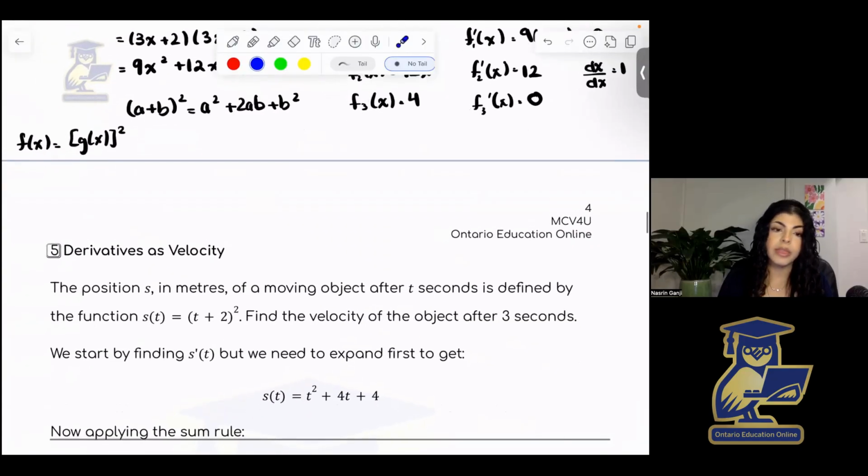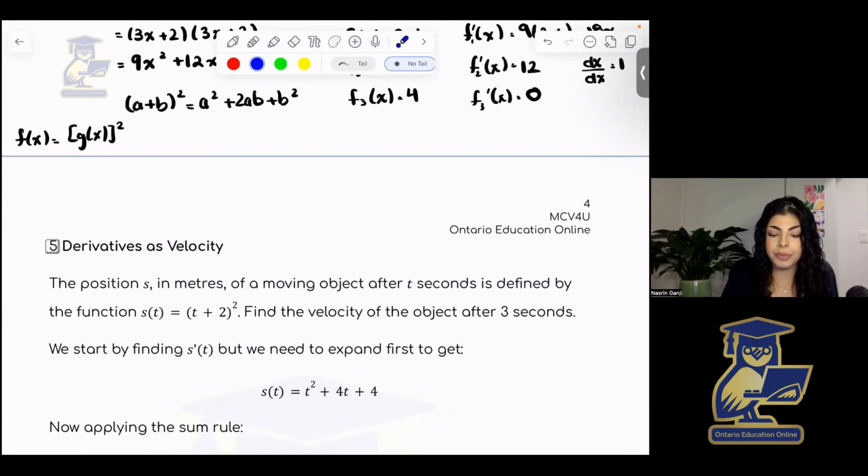Now, let's see a little bit of application. We've done a lot of algebra and theory, but we're now going to be connecting the concept of derivatives to a real example.